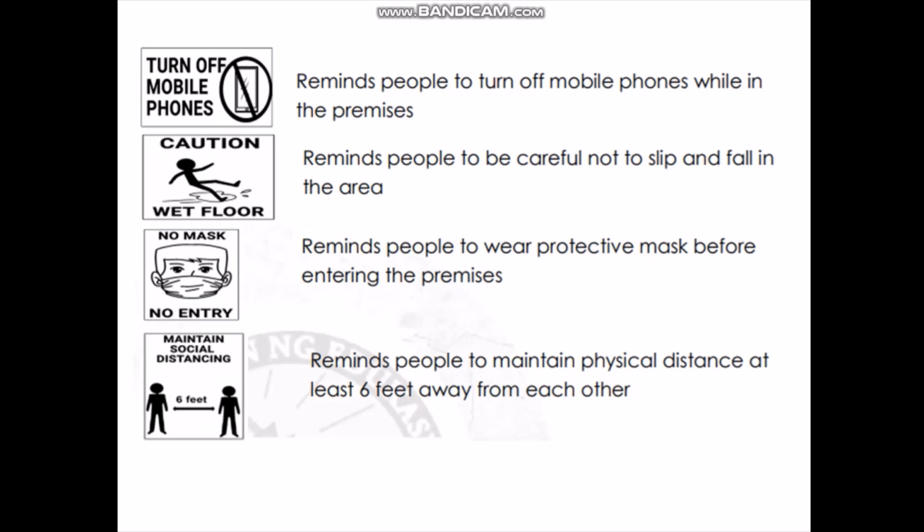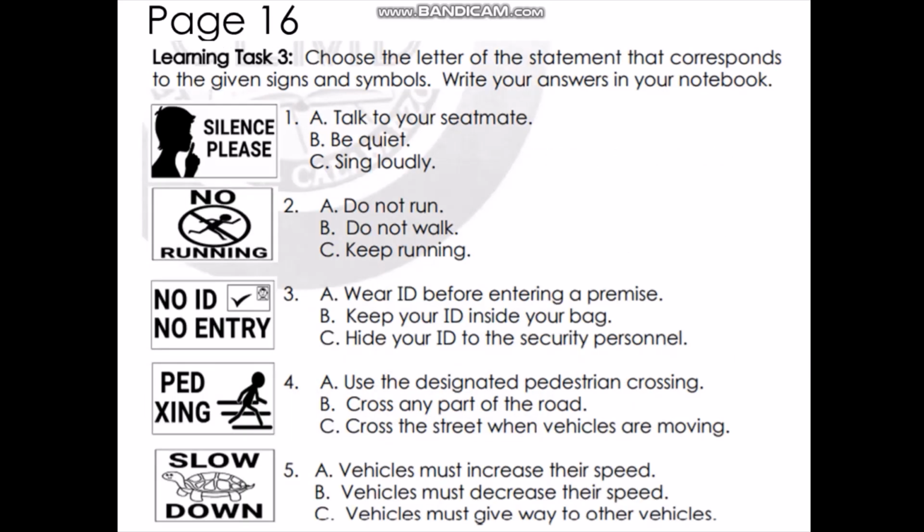Next, no mask, no entry. It reminds people to wear protective masks before entering the premises. Of course, we are still in pandemic and COVID-19 is still there, so we need to wear face masks. Next, maintain social distancing. It reminds people to maintain physical distance at least 6 feet away from each other.